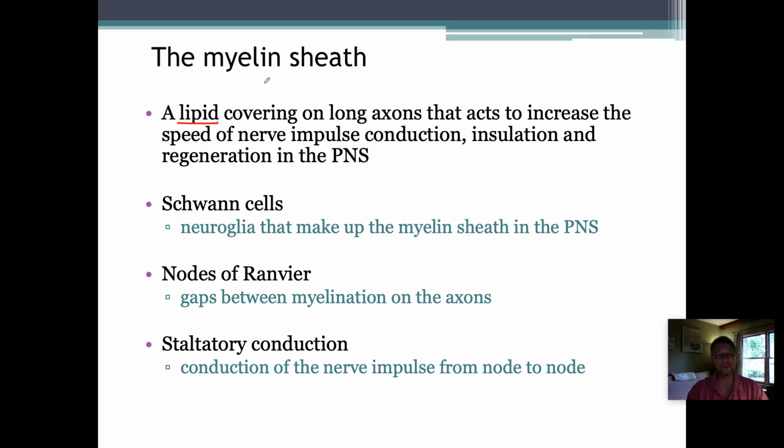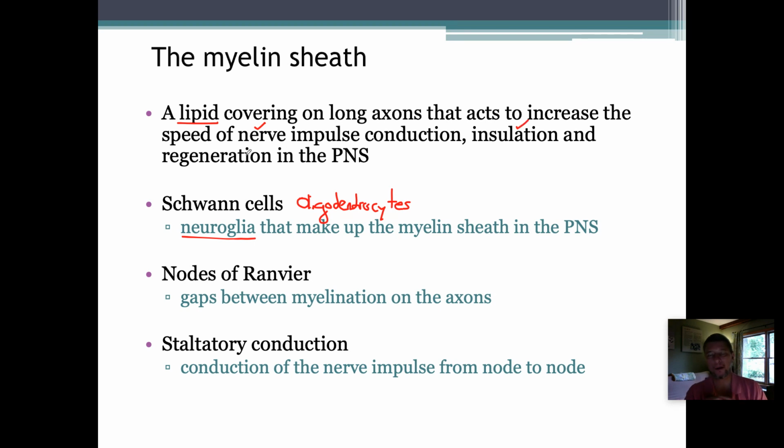Now, the substance itself is produced by cells called Schwann cells, which are also sometimes called oligodendrocytes. I love that word. Say that 10 times fast. Oligodendrocytes. In any event, these are types of glial cells, neuroglia, that actually produce the myelin sheath in the peripheral nervous system. Now, as I said, 3 major purposes: nervous impulse conduction, insulation, and regeneration.